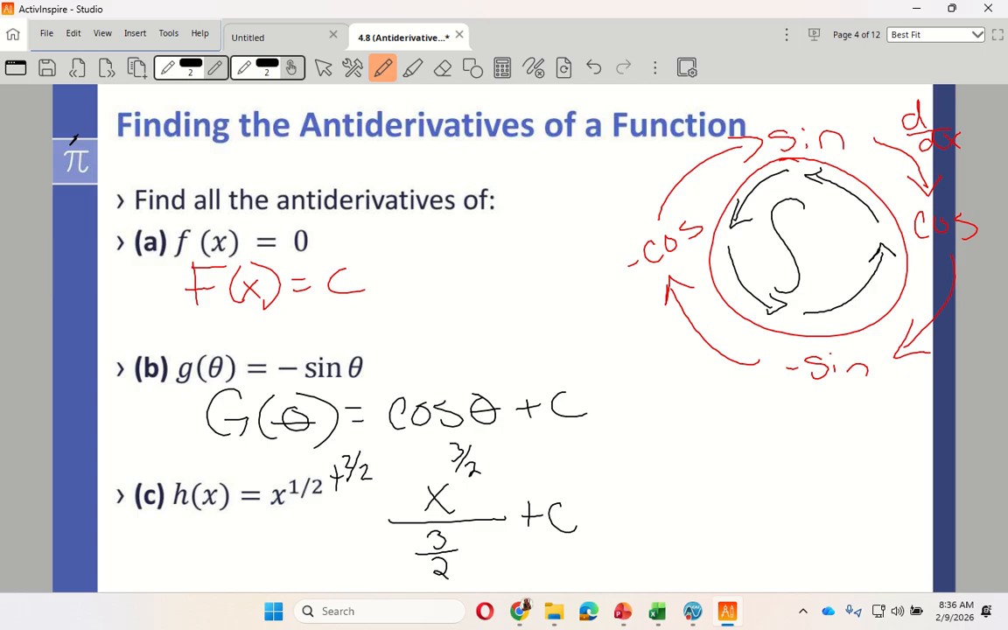I'm going to clean it up. So if I'm dividing by a fraction, that's the same as doing what? Very good, multiplying by the reciprocal. So that means that this is going to turn into 2x to 3 over 2 divided by 3 plus c.